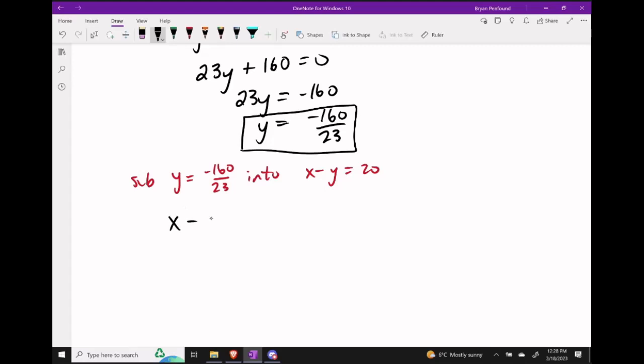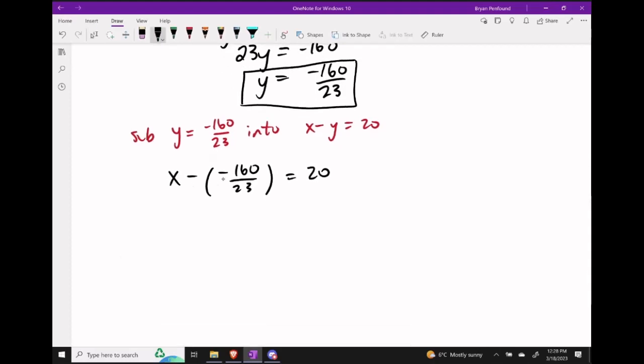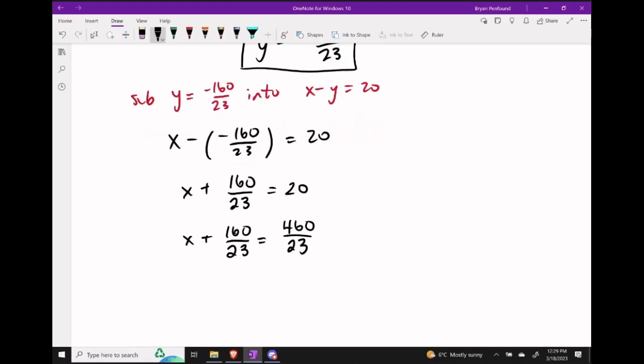And that's going to give us x minus negative 160 over 23 is equal to 20. In other words, we can simplify our sign here to get x plus 160 over 23 is equal to 20. Now we are going to have to do a subtraction here, so let's find a common denominator. Let's rewrite 20 as 460 over 23. That's going to allow us to do a subtraction of 460 over 23 minus 160 over 23. And that's going to give us 300 over 23.